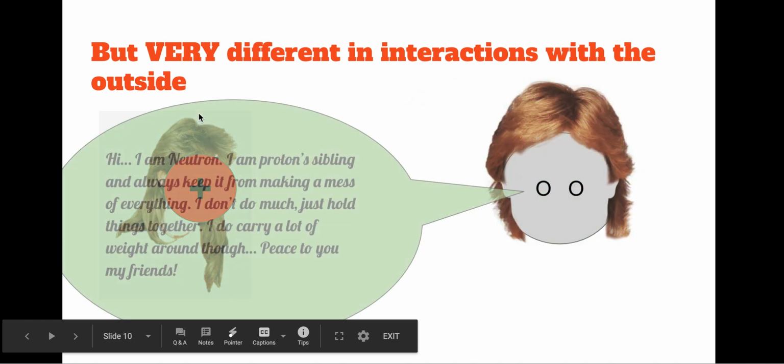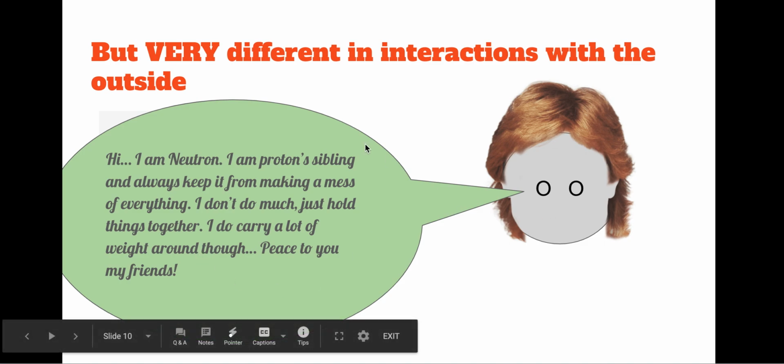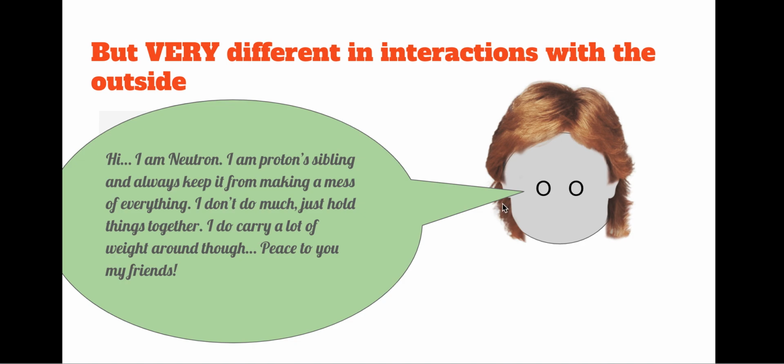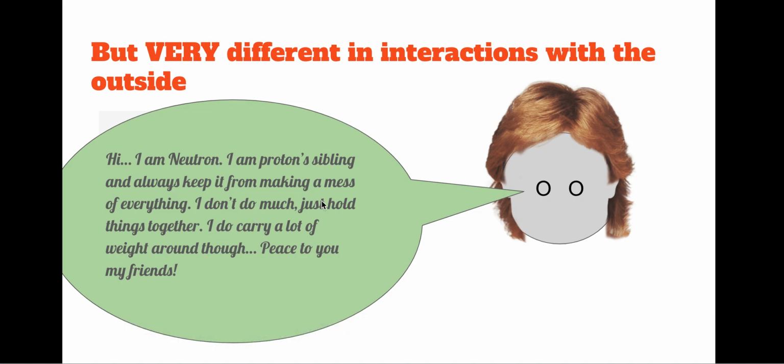Then you have neutrons, and neutrons are like the proton's sibling, always keeping it from making a mess of everything. So you can think about this as like the bodyguard or the protector or the stabilizer or the counselor or whatever you want. However you want to visualize that, that's the job of the neutron. It's to help hold those protons together, if you want to think about it as having a job.